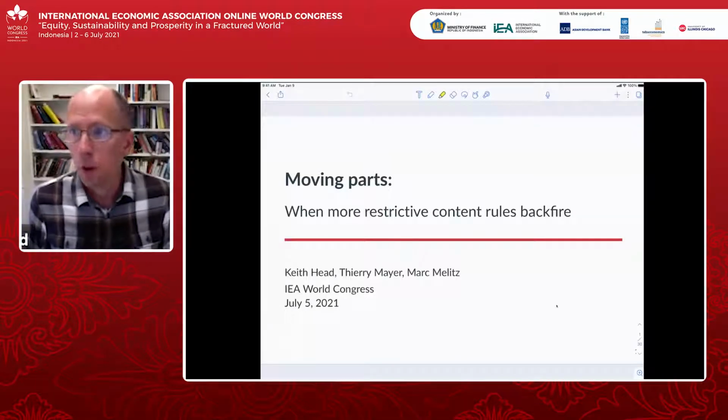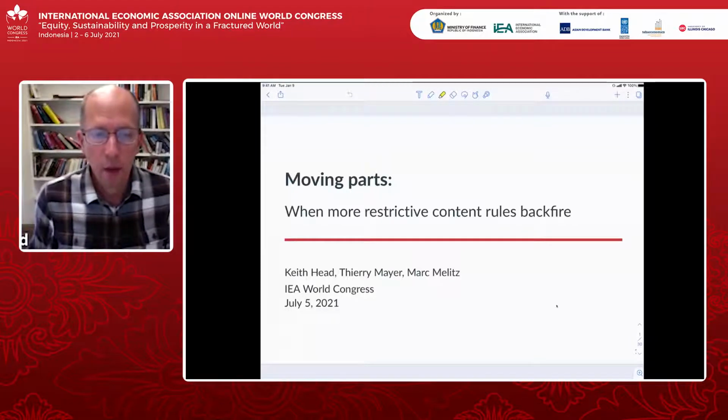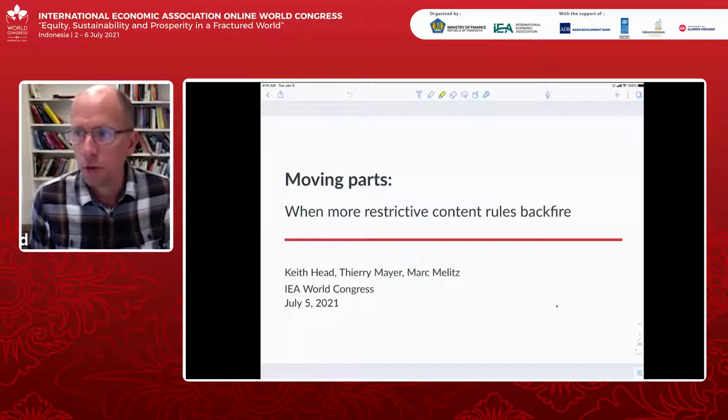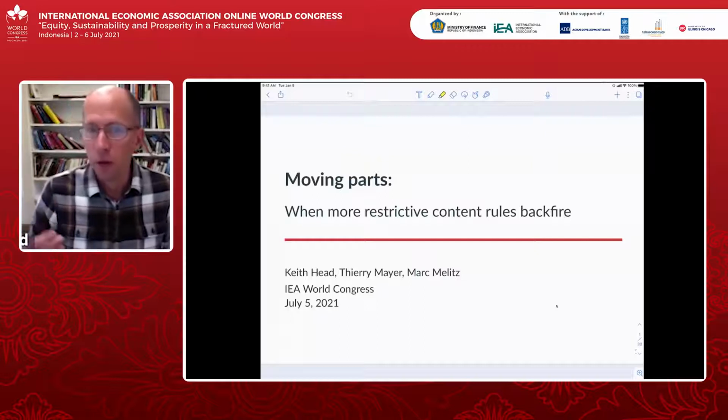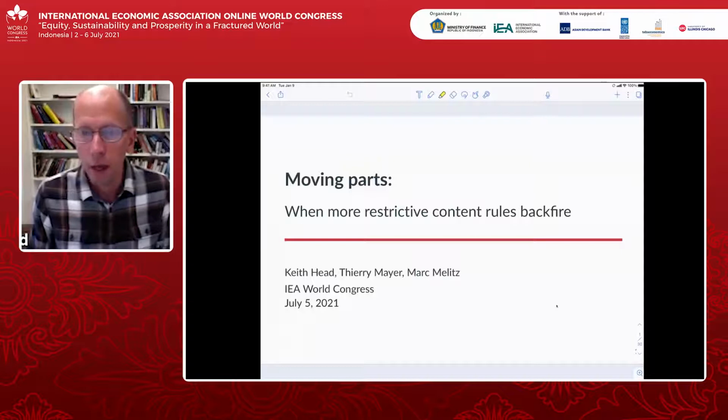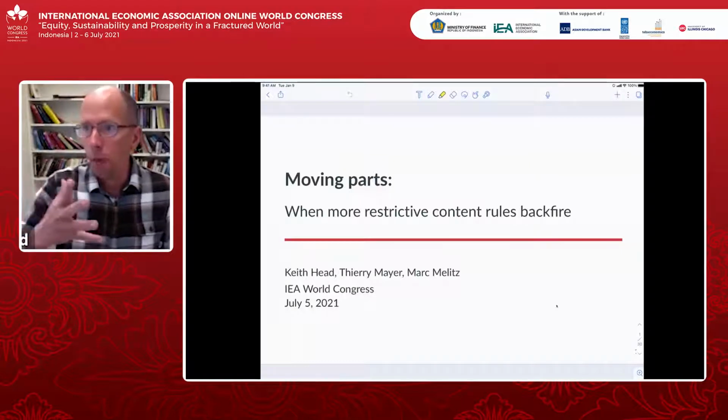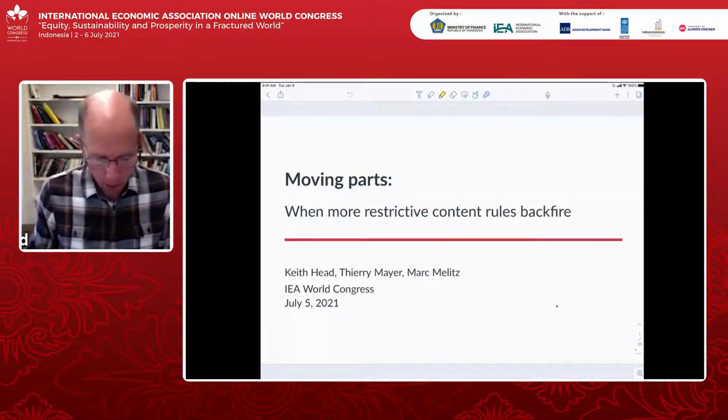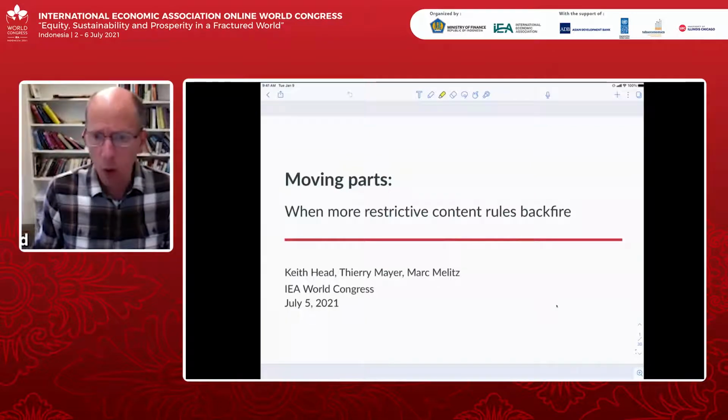So this paper is joint with Thierry Mayer and Mark Melitz, and I think there are some strong relations to what Esteban is talking about, because we're also interested in thinking about plants and their locations in space, but we're taking those locations in space as given, and then thinking about how they decide who to source from is the big question we're working with here.